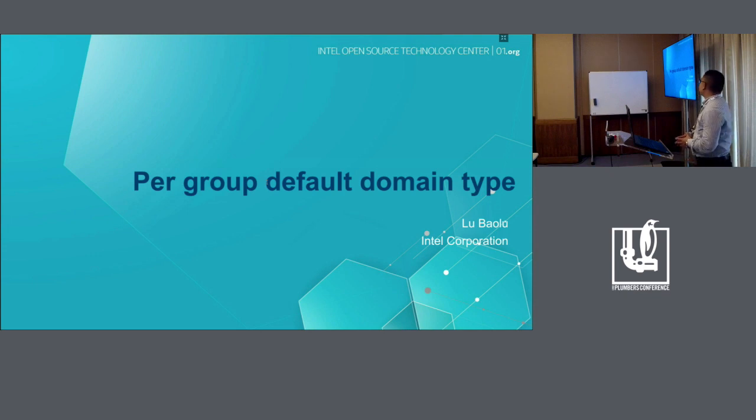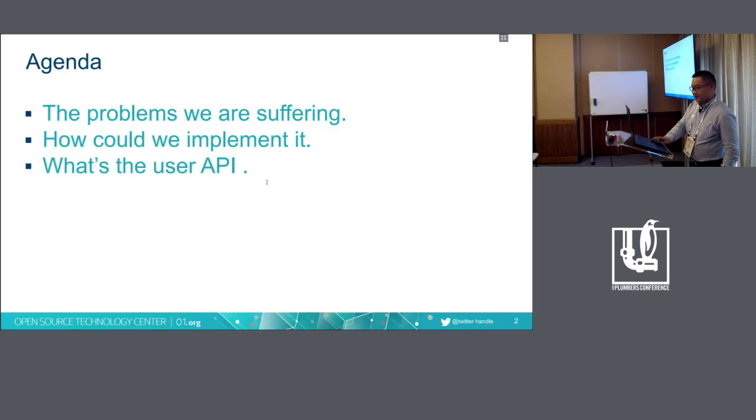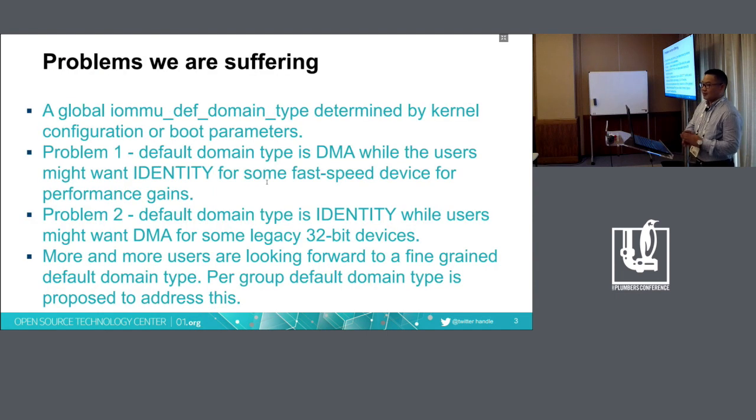So today, the topic I bring here is per group default domain type. I will first briefly introduce what are the problems we are suffering. And then I will propose how we could fix it. And then I'd like to discuss the user API. First, what are the problems we are suffering?